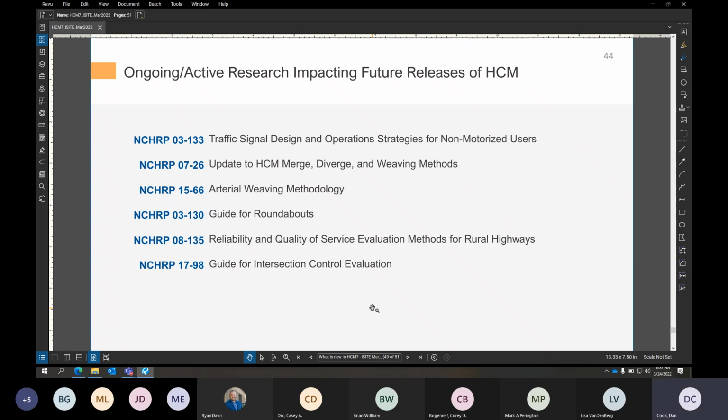So that first NCHRP project's obviously going to have an influence on, again, more of the non-motorist modes, methodologies that are in the Highway Capacity Manual. That second project, 726, I think just finished. In fact, it may be published already.